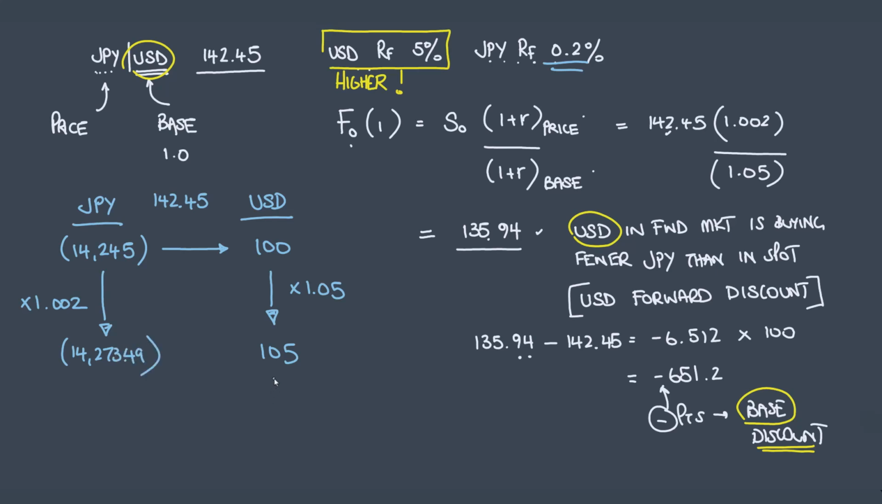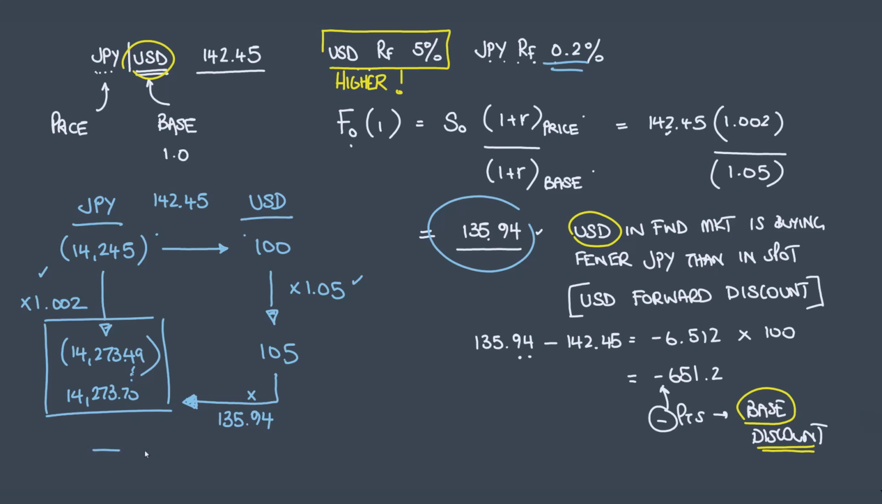Well, let's use my US dollars to pay off this yen loan. I've invested risk-free, I borrowed risk-free, I had 2 identical assets to start with. What do I have at the end? If the forward rate is 135.94, what I have is 105 multiplied by 135.94, 14,273.70. A slight difference there, just due to rounding. The point is, I exactly pay off my loan. And that has to be the case.